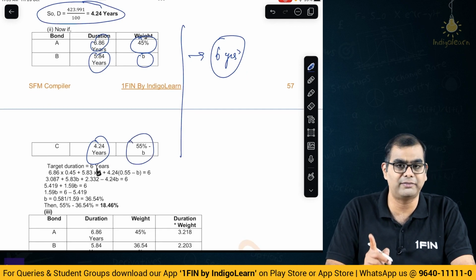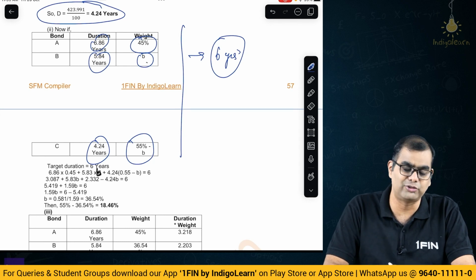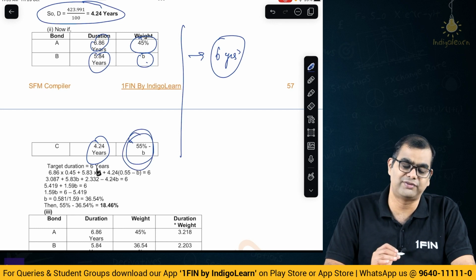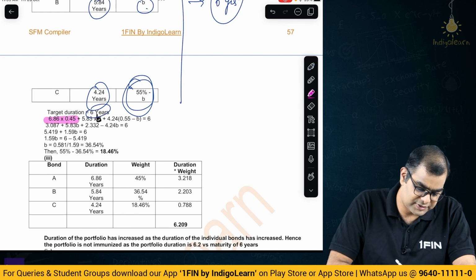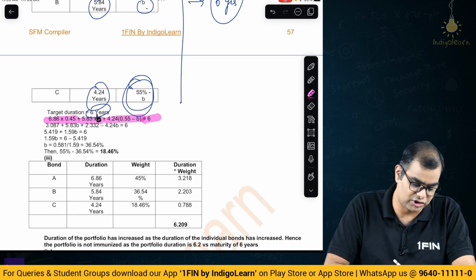How did I get 55%? 1 minus 45%, which is A, is 55. 55 is the balance of B plus C. The weight of bond B is small b, then the weight of bond C is 55% minus B. Now, target duration is 6 years. So, what you do? You do simply 6.86 into 0.45, plus 5.83 into B, plus 4.24 into 0.55 minus B, is equal to 6, and you solve for B.